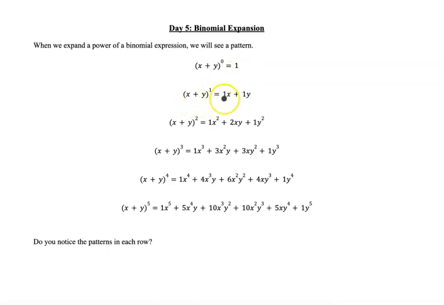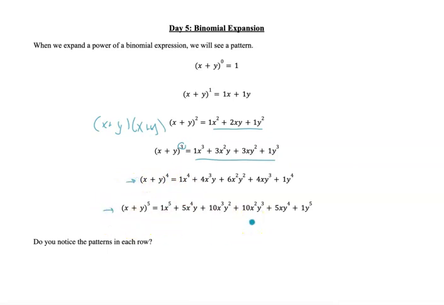X plus y to the 1 would just be x plus y, or 1x plus 1y. If you FOILed x plus y all squared, you would get x plus y times x plus y. And like I said, when you FOIL it, you're going to end up with x squared plus 2xy plus y squared. If you have a cubed binomial, this would be your expansion. This is the 4th degree expansion and the 5th degree expansion.